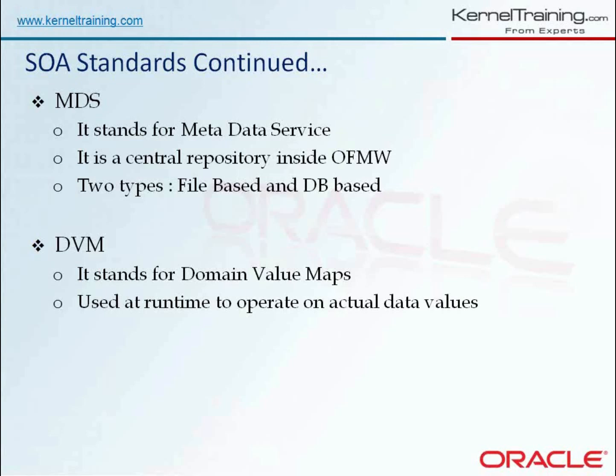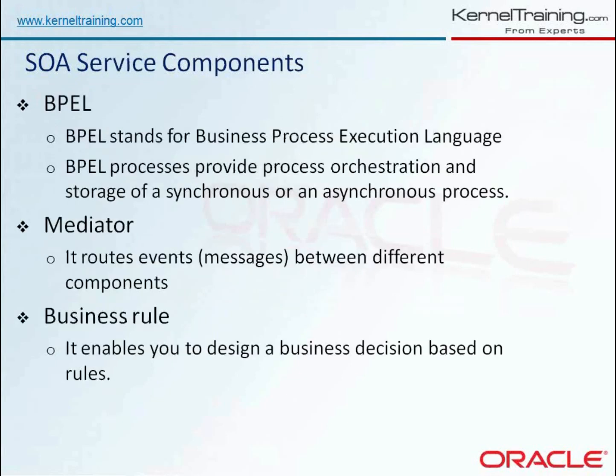For example, you are running an application in some country. You can define a DVM value with the name country and its value, whether it is running in the US or in India. When the same application is running in another country, instead of changing the values everywhere, you just need to define a value in DVM. So it will support you to map any values at runtime through DVM. These were the SOA standards which we have covered as of now.